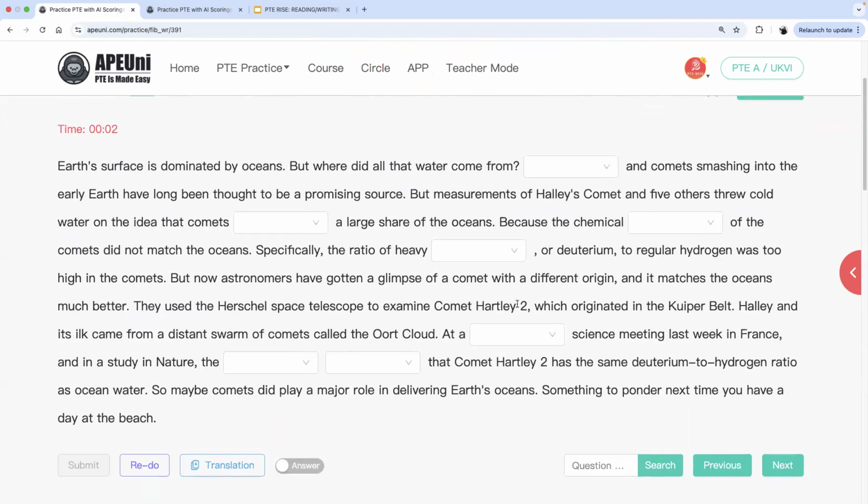Earth's surface is dominated by oceans. We are in oceans, water now, okay? But where did all the water come from? Question mark. That means this is a new sentence. Dash and comets smashing into what is this word comets? What else can smash into Earth if not comets?